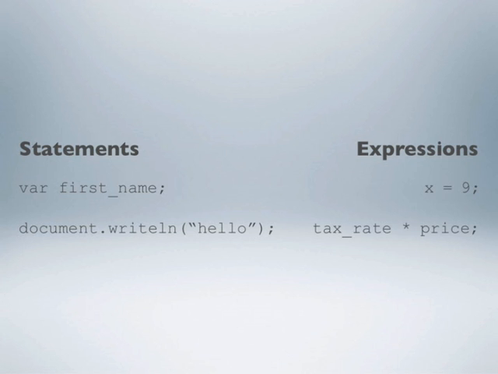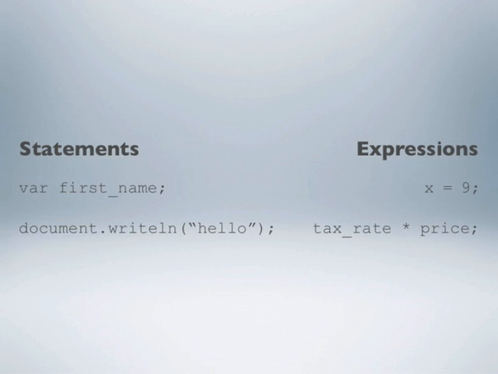Some expressions, on the other hand, things like x equals 9 or taxRate times price, are both considered expressions because both of them would be representative of some particular value. For example, x equals 9, the entire expression would have the value of 9, the value that's being assigned, and the taxRate times price expression would have whatever value was produced by multiplying the value of the taxRate variable times the value of the price variable.